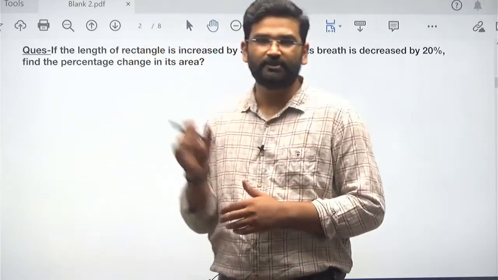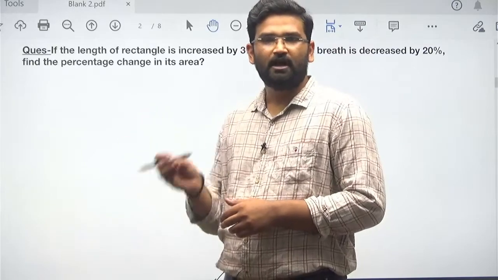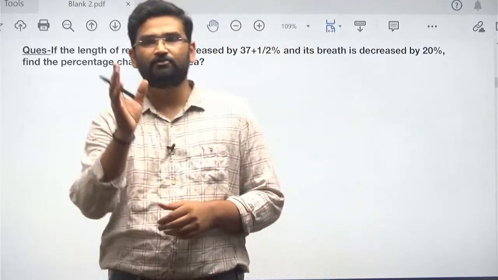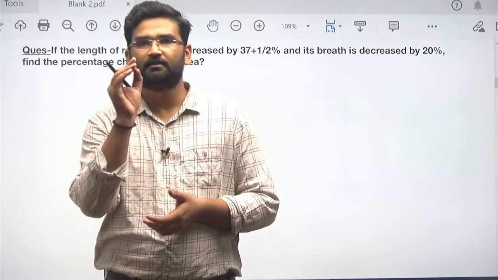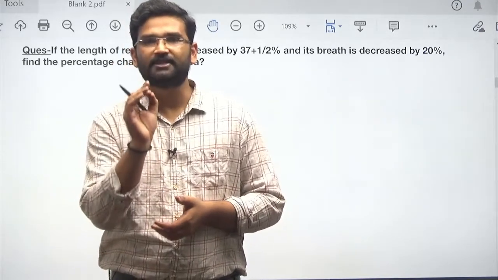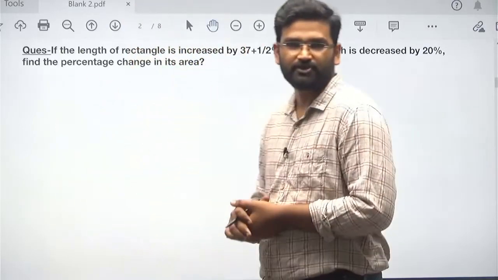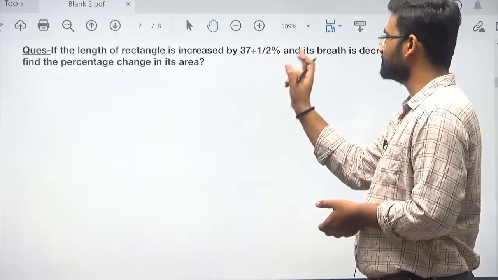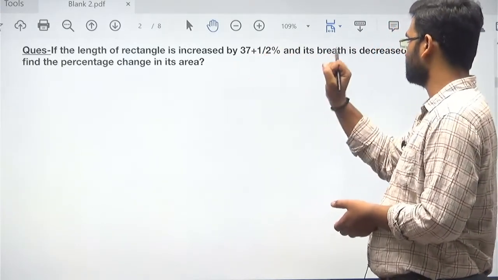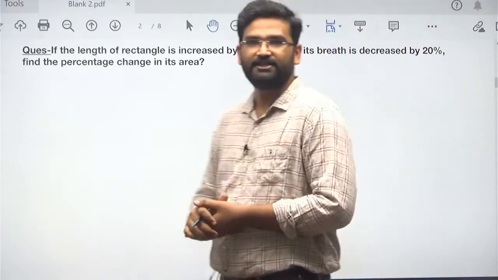Now directly moving to the question, see how easy is the approach. If you will follow this approach, hardly it will take 1 minute to solve the question in CSAT examination, and you will be scoring more than 60 plus correct question out of 80, okay? So let us move to this question. What question is saying that if the length of a rectangle is increased by 37 whole 1/2% and its breadth is decreased by 20%, find the percentage change in the area.